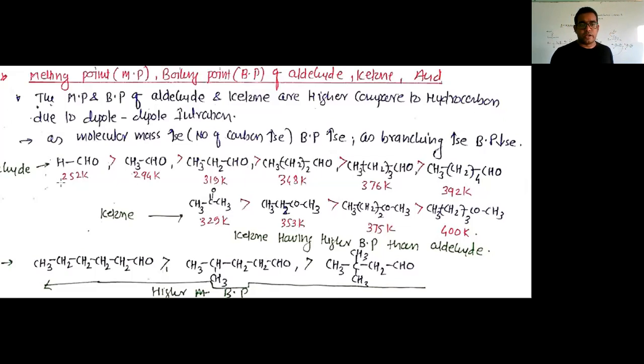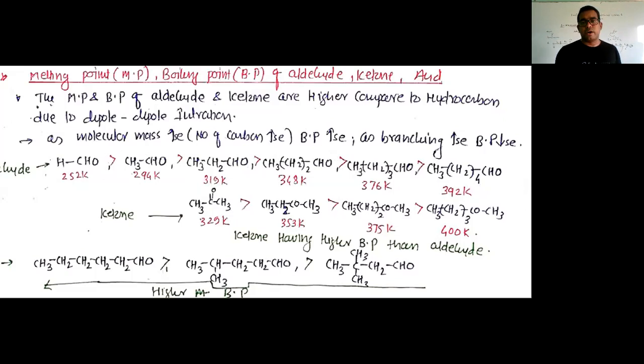You just see here. It consists of only one carbon, melting point 252. It consists of two carbon, melting point 294. It consists of three. As the number of carbon atoms increases, you just see melting and boiling point goes on increasing due to increase in surface area. Carbon बढ़ेगा, surface area बढ़ेगा, van der Waals force बढ़ेगा, dipole-dipole interaction वही रहेगा, but साथ में van der Waals force बढ़ेगा, and hence melting and boiling point increases. Same is applicable for the ketone also. Ketone के लिए भी यही applicable रहेगा.